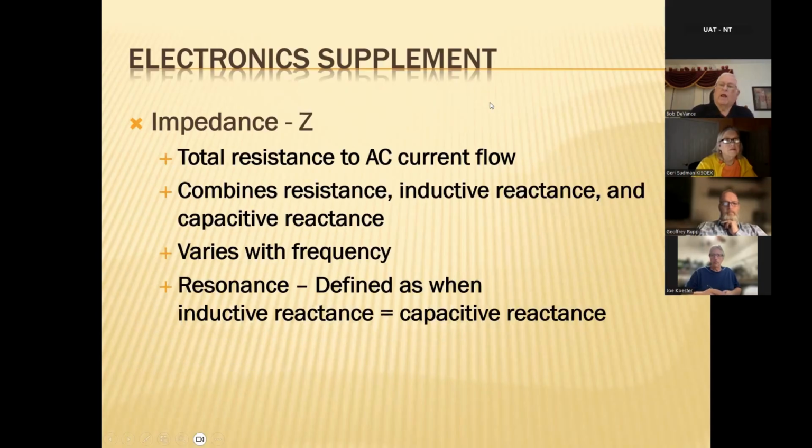Okay. Impedance. Reactance is the resistance to the flow of AC through a capacitor or an inductor. If we put a resistor in there with it and combine all three of those, then it's called impedance. It impedes the flow of AC, and it's represented by the letter Z. Total resistance to the AC current flow through a circuit is its impedance, or Z. It combines the resistance, the inductive reactance, and the capacitive reactance. They're all listed in ohms, so they add together. It will vary with the frequency again.